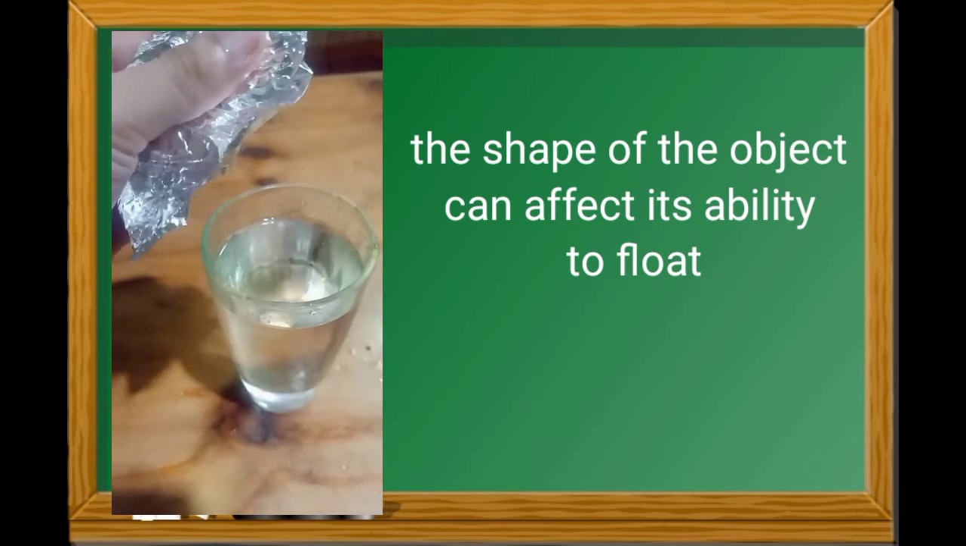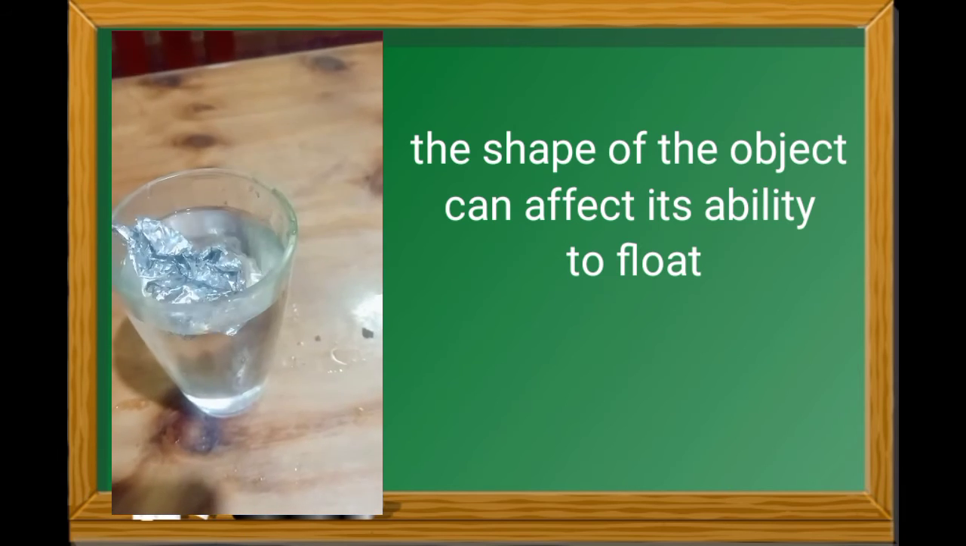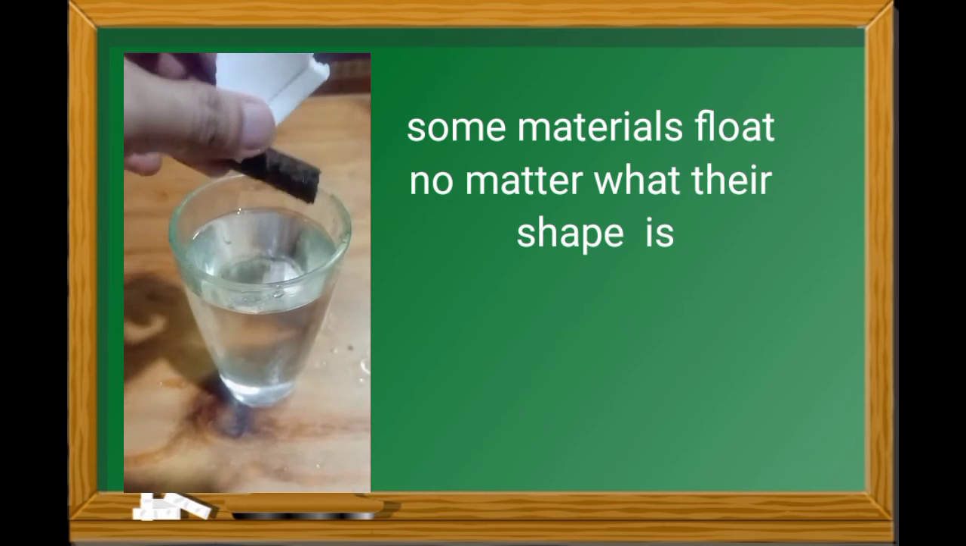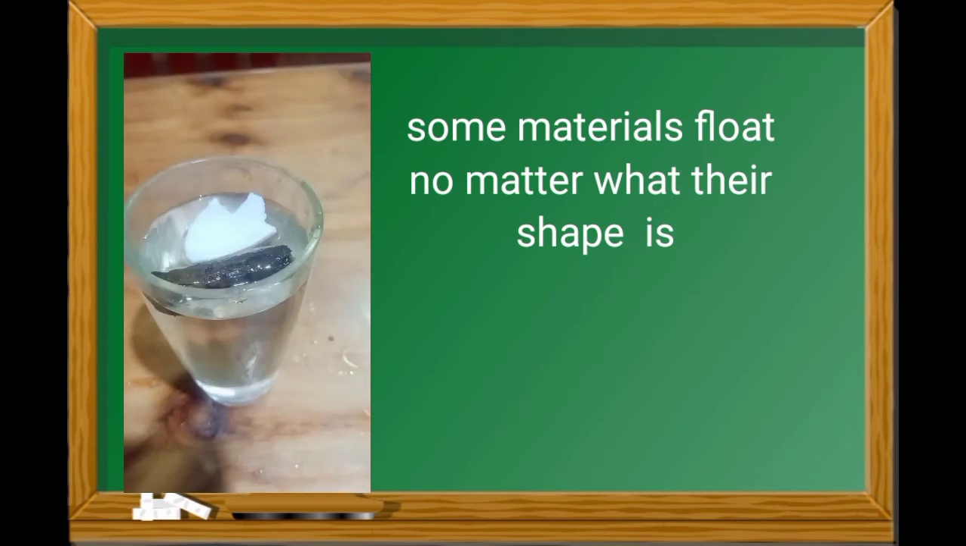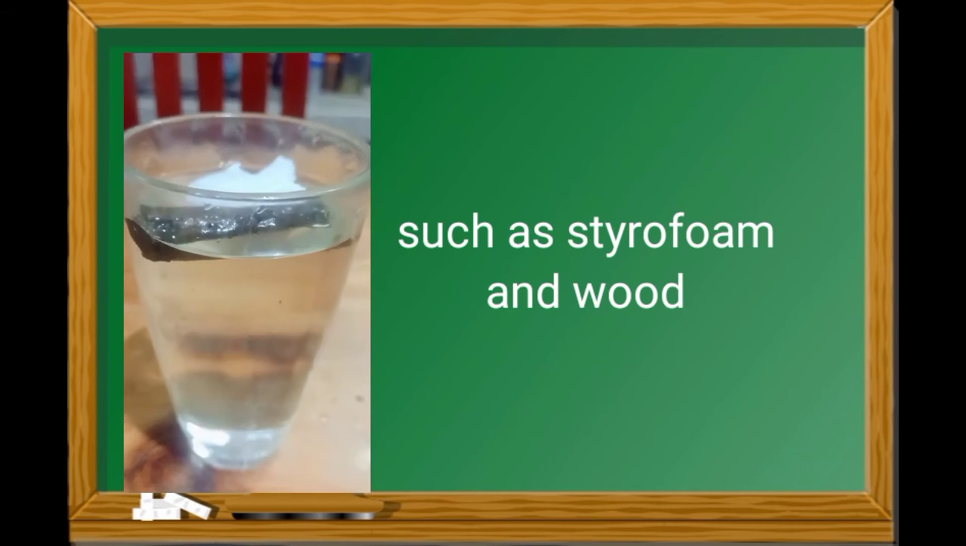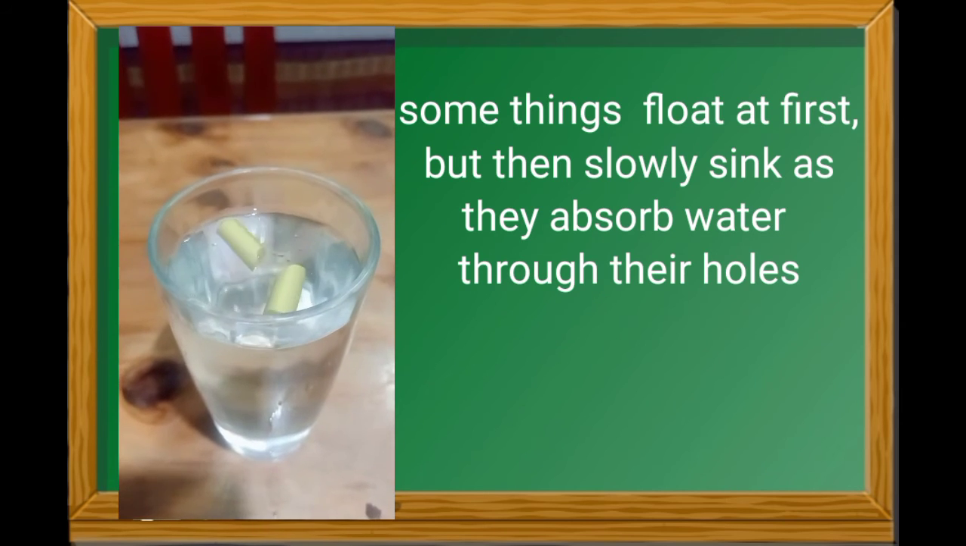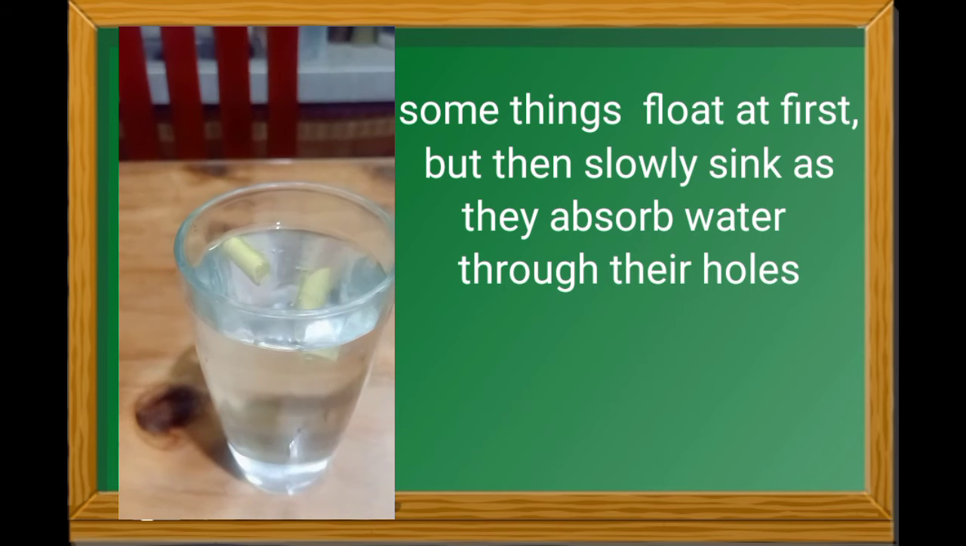The shape of an object can affect its ability to float. But some materials float no matter what their shape, such as styrofoam and wood. Some things float at first, but then slowly sink as they absorb water through their holes.